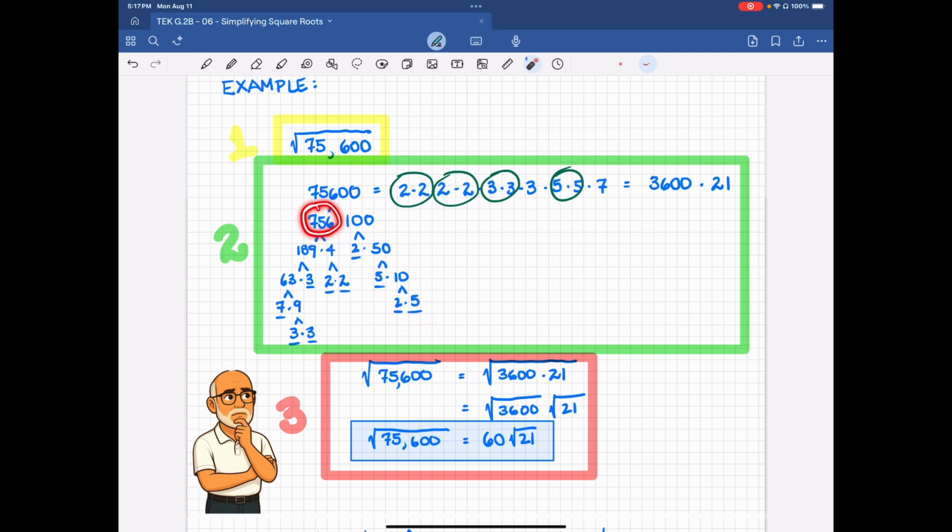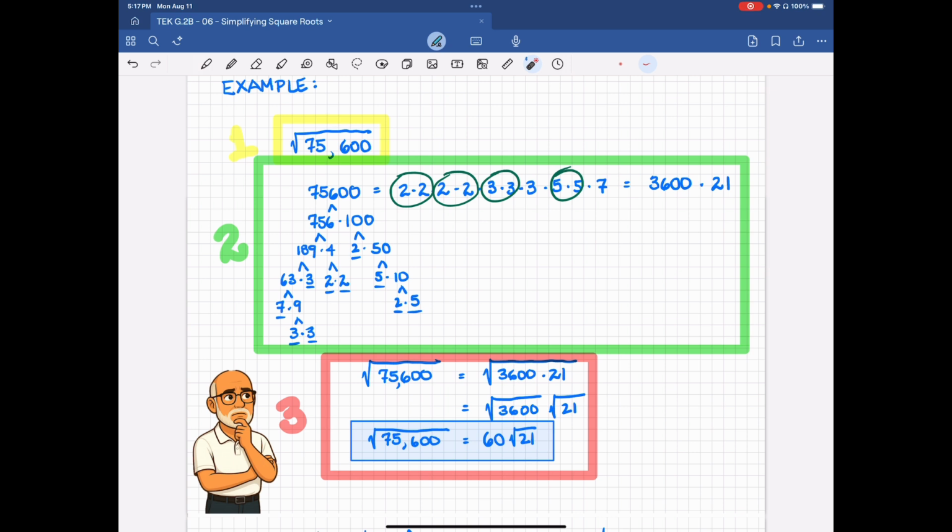Now I'm going to focus on the 756. Looking at this, I took a wild hunch and said, I wonder if 4 can go in there evenly. I know 2 can, but let me just see if 4 can. And 4 worked. 4 times 189 gives me 756. Both of these are composite numbers. They are not prime numbers. So I'm going to take that 4 and break it down to its prime factors, 2 times 2, and then I just have to focus on this 189.